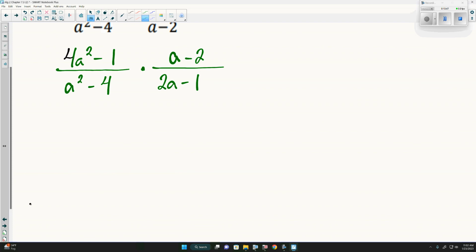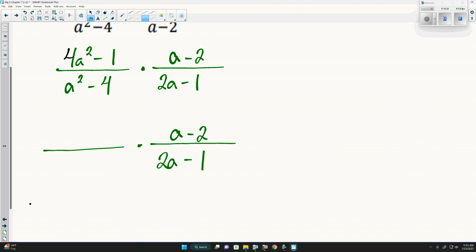Now, out of these 4, 2 of them factor pretty nicely, and 2 of them are even nicer than that. Because if we look at a minus 2, is there a greatest common factor between a and 2? No. Besides 1, because 1 is a factor. And the degree is 1, so a minus 2 is as simple as it gets. 2a minus 1, there's not a greatest common factor. The degree is 1, so that is as simple as it gets. There's no way to factor it down any further than that. So that's kind of nice.